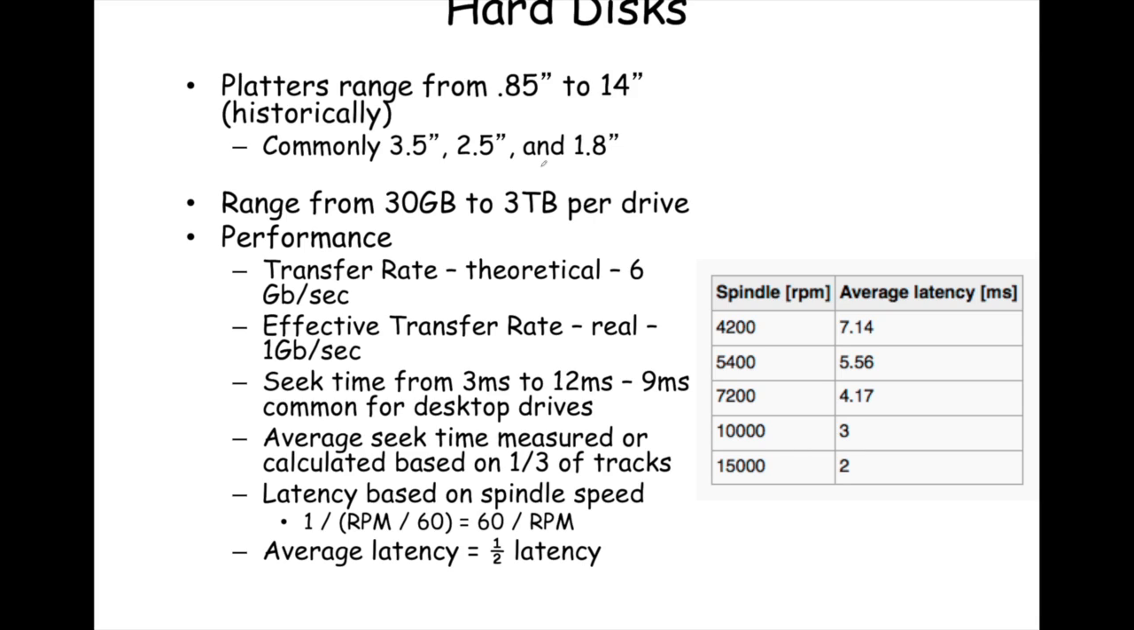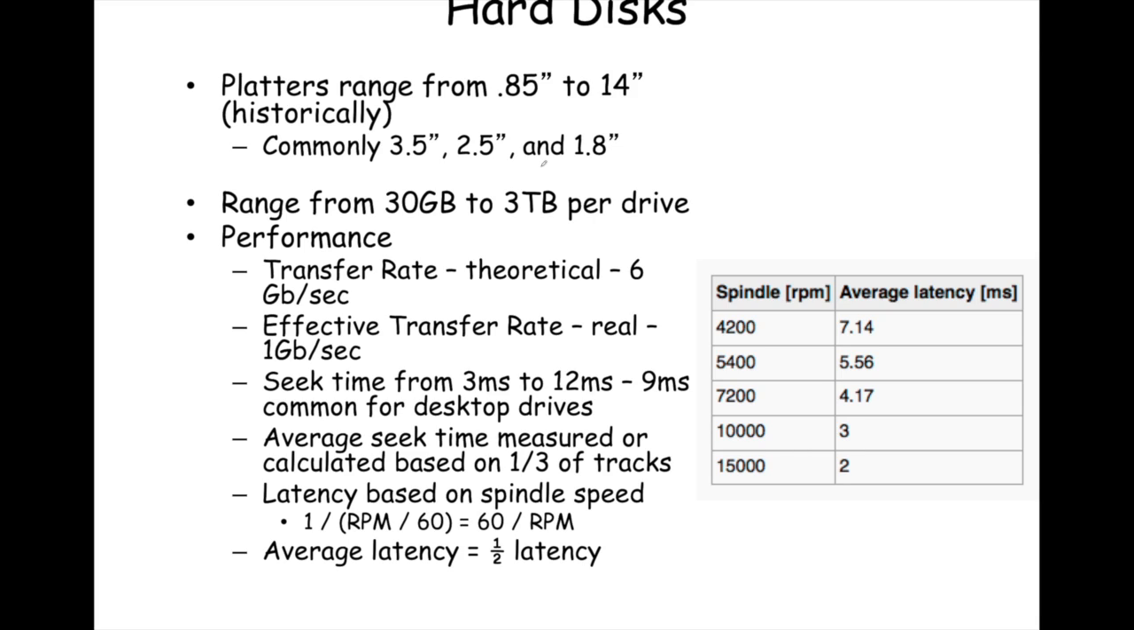And the density for storage can range from about 30 gigabytes up to as much as 3 terabytes. Now, these days, you can look on Amazon and find it's pretty expensive, a 4 terabyte, in some cases, a 6 terabyte hard drive, and even 8 terabyte. And so the performance, when you measure performance, theoretically the transfer rate is 6 gigabits per second, but effectively when you actually use it, you're going to get about 1 gigabit per second.